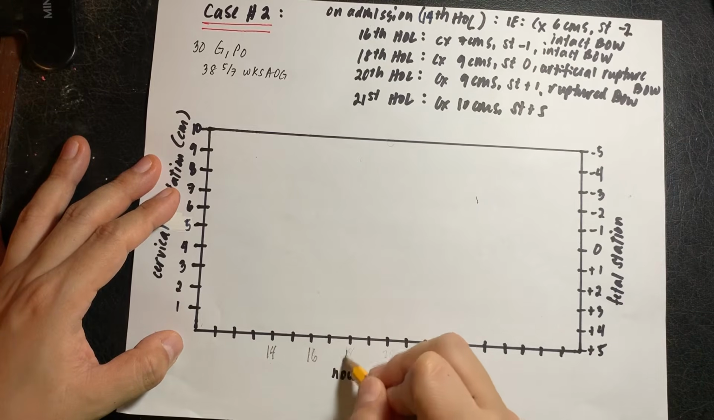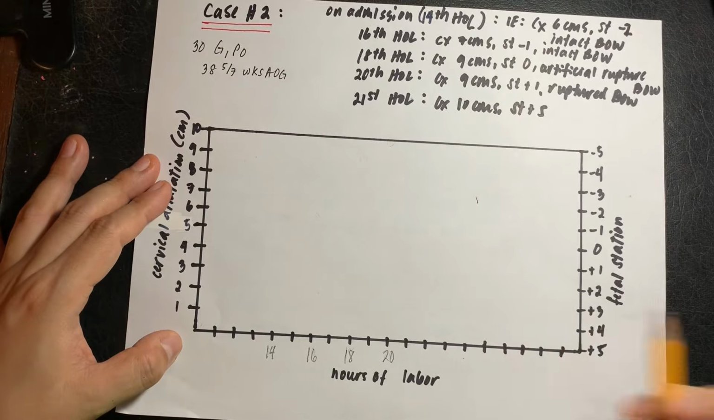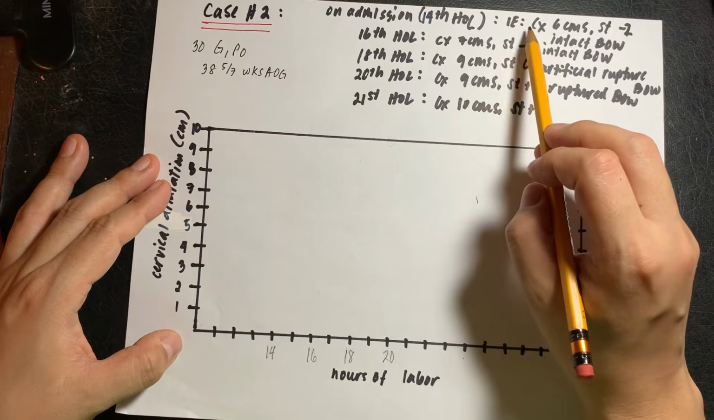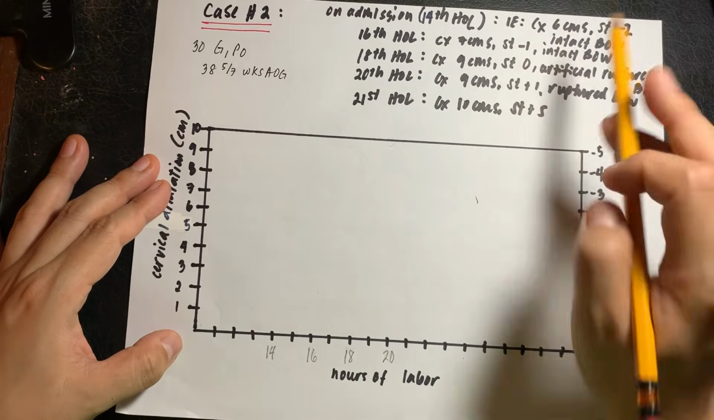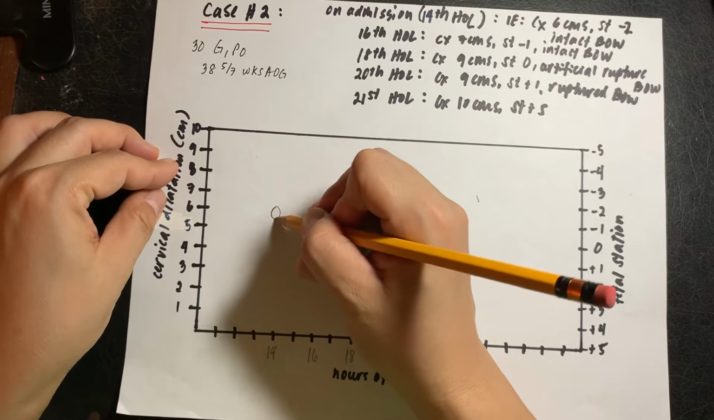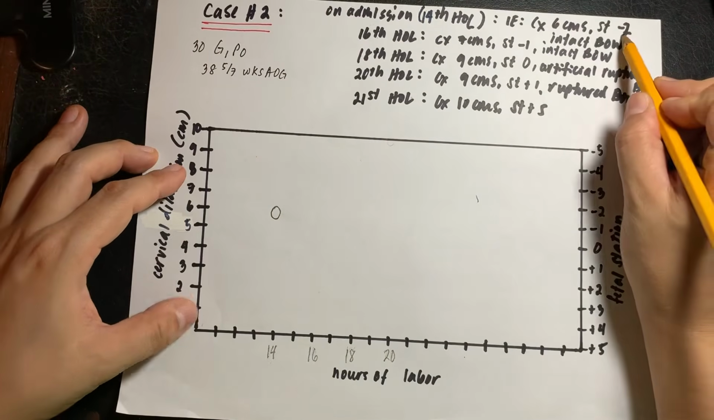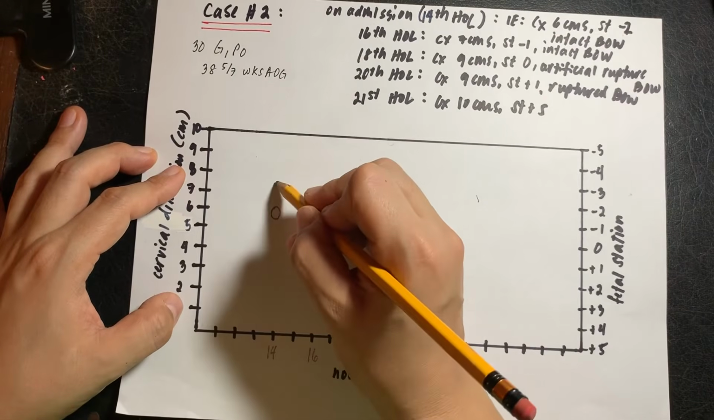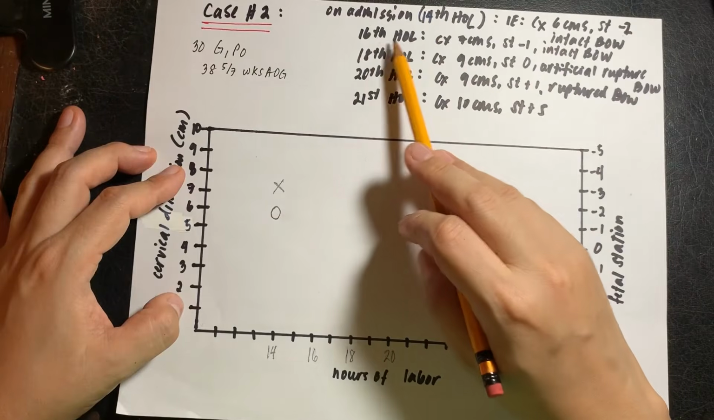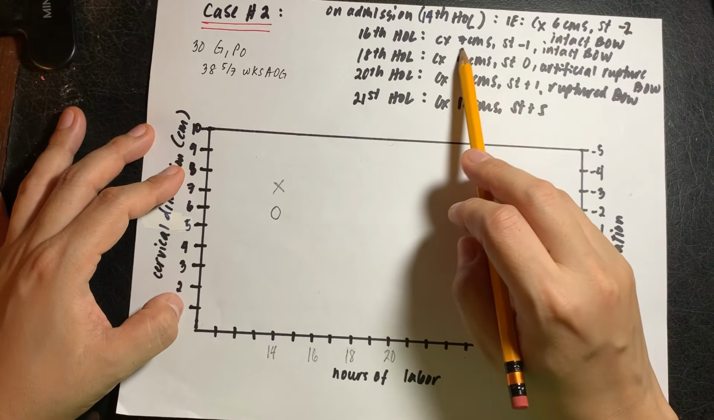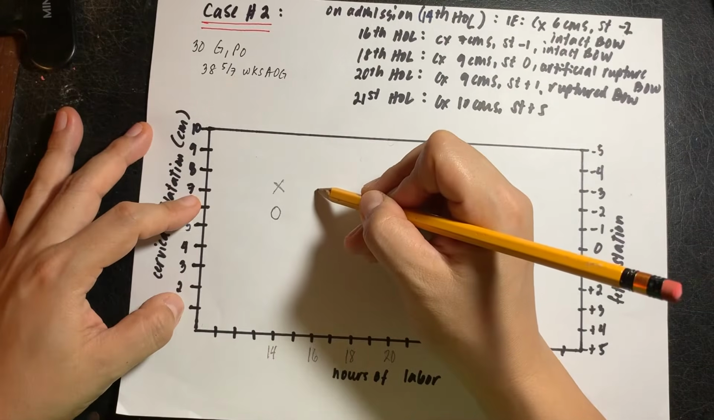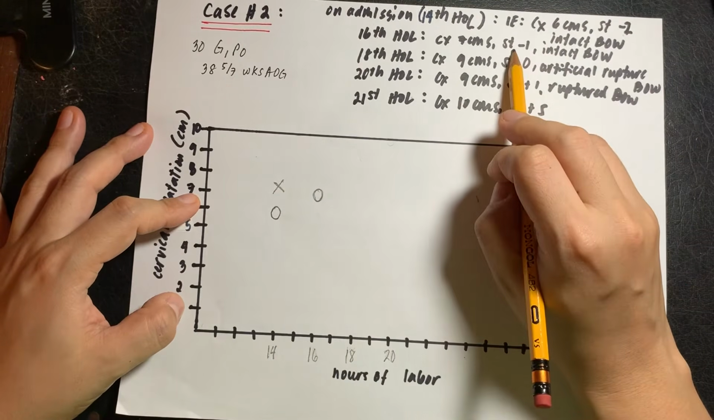There you go. So we plot on the 14th hour of labor her internal exam. Cervix is 6 centimeters dilated, so that will be this one, with station -2. On the 16th hour of labor, the cervix is 7 centimeters dilated. Station -1.